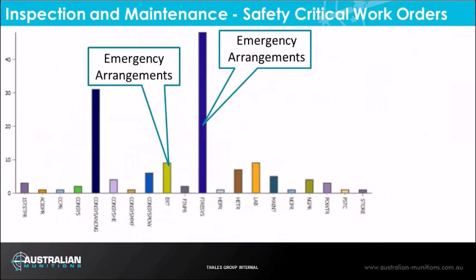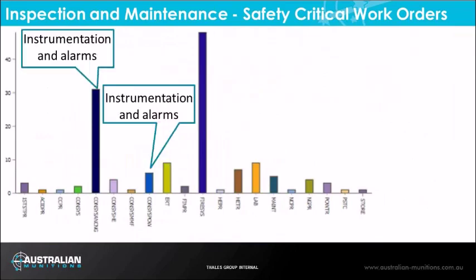The percentage of critical emergency arrangement related PM work orders is included in the calculation of critical work orders past due date divided by the number of safety critical work orders. Safety critical PM work orders include work orders that address instrumentation and alarms. This allows the measurement of safety critical instrumentation and alarm activities. The percentage of functional tests of safety critical instrumentation and alarms to schedule is included in the calculation of safety critical work orders.